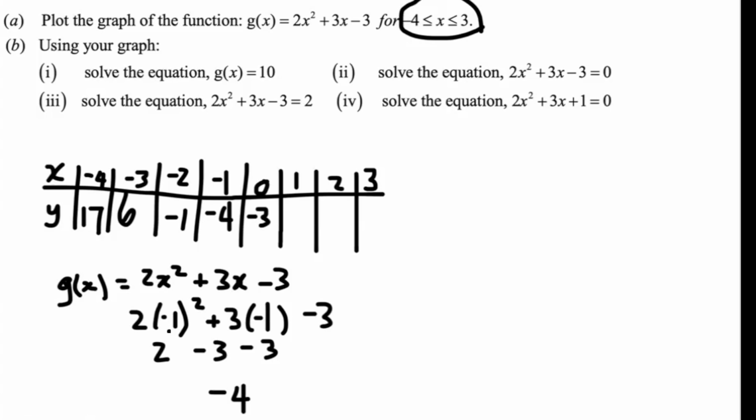When x is 1, so we are going to move the minus. So when x is 1, we're going to have 2 plus 3 minus 3. So this is gone, so my answer is 2. When x is 2, we're going to have 2 here. So I have 2 2's 4, 4 2's 8, 3 2's 6, minus 3. So we have 8 plus 6, that's 14, minus 3, so that's 11.